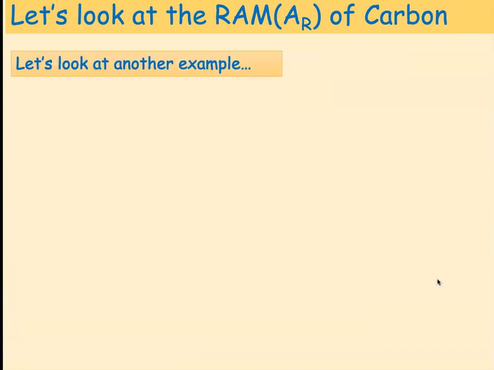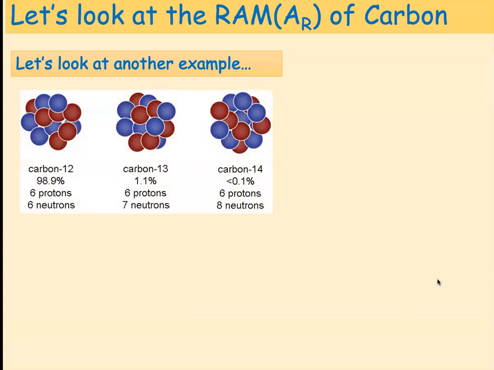Right, let's have a look at another example. We're going to look at carbon. So carbon has 3 isotopes. Carbon-12, which has 98.9% of all of the atoms. Carbon-13, which accounts for 1.1% of all the atoms. And carbon-14, which accounts for less than 0.1% of all the atoms.